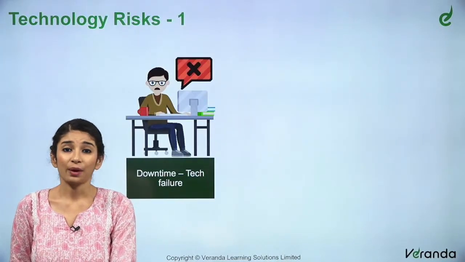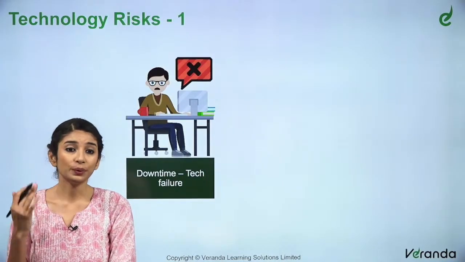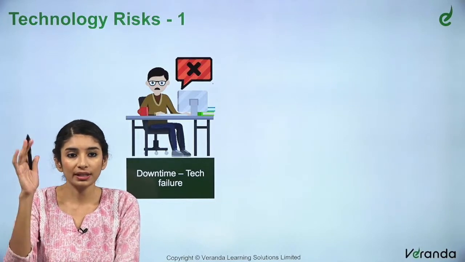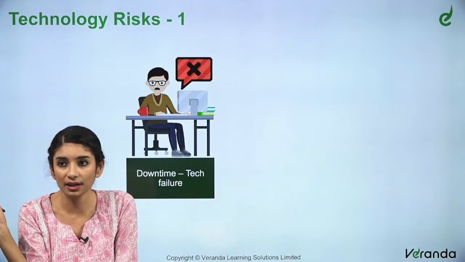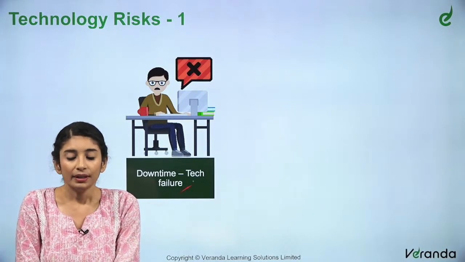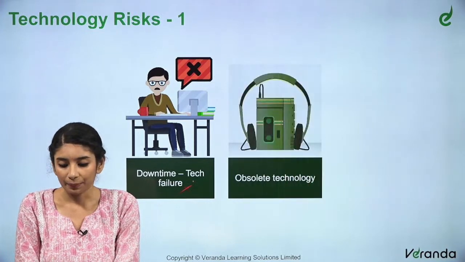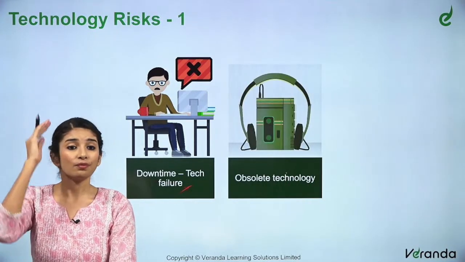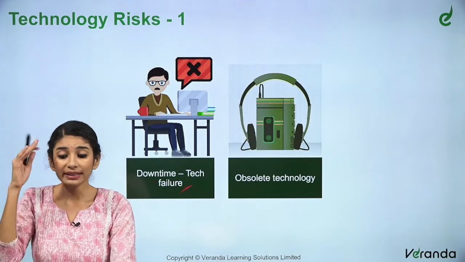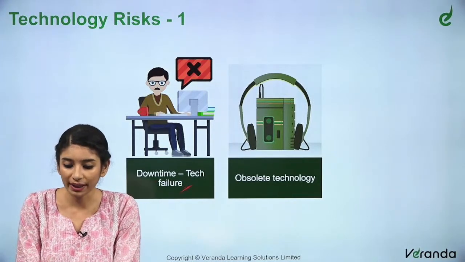Very good. Next we go on to technological risk. I want you all to remember this visually with the help of these diagrams. The system is not working, suddenly the system crashes, all the data is unsaved, whatever you're working on. So, downtime, technology failure. Okay, I have a Walkman or some DVD cassettes. All these are obsolete technology. That is also a technological risk.